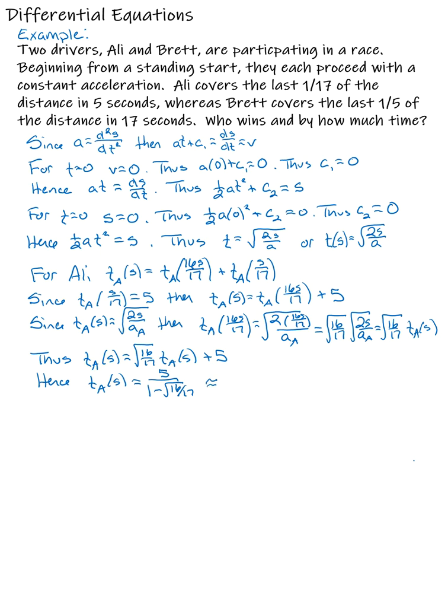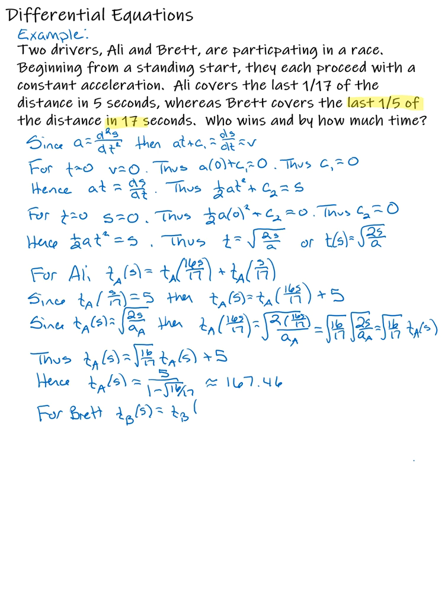We can put this into a calculator, and that gives us approximately 167.46. All right, so there is our time for Ali. Let's also take a look at what goes on with Brett. Using the same process, t sub b of s is equal to t sub b of, now notice Brett covers the last 1/5 in 17 seconds.